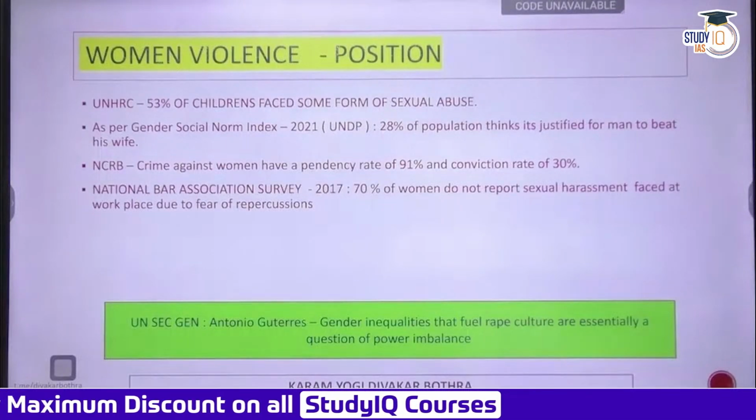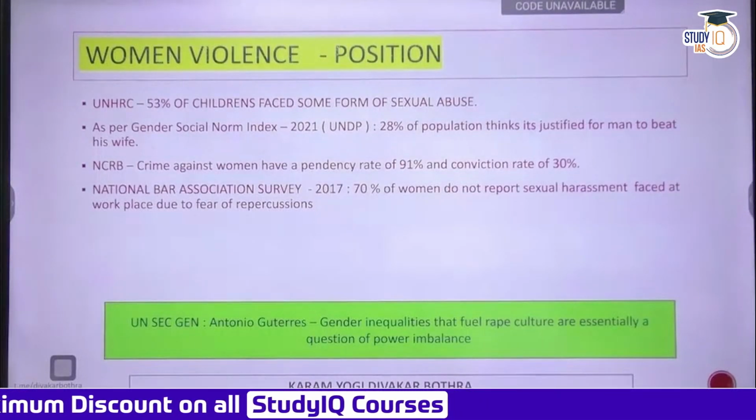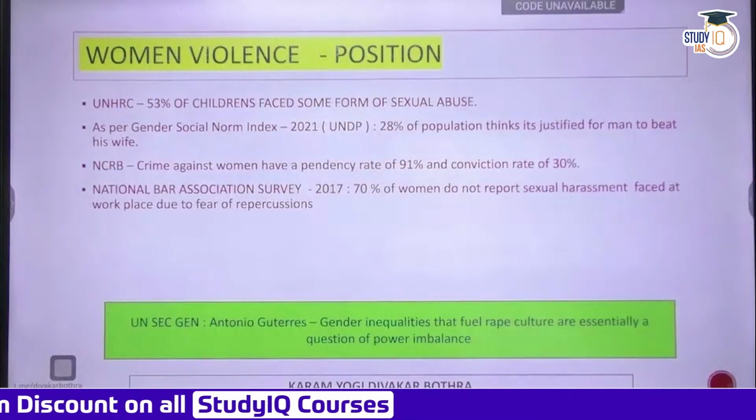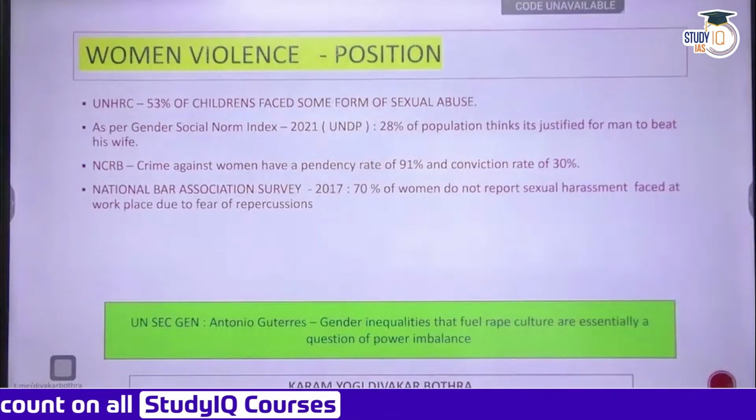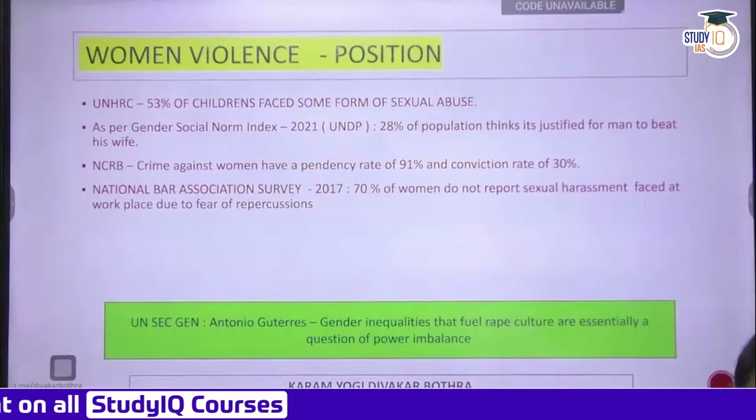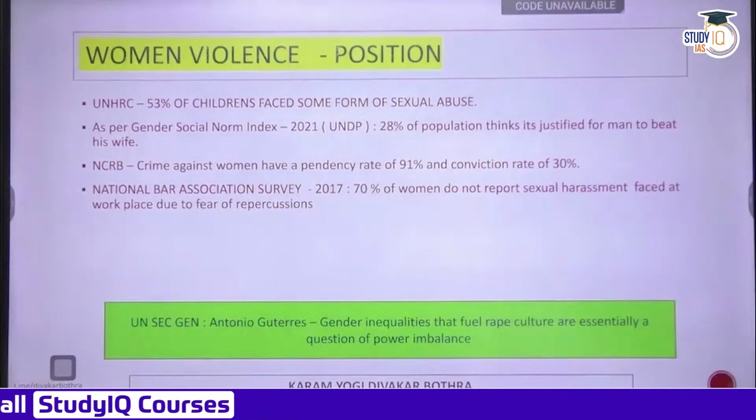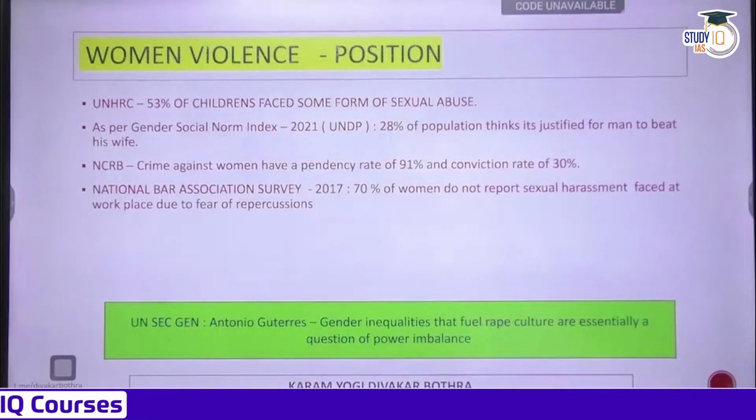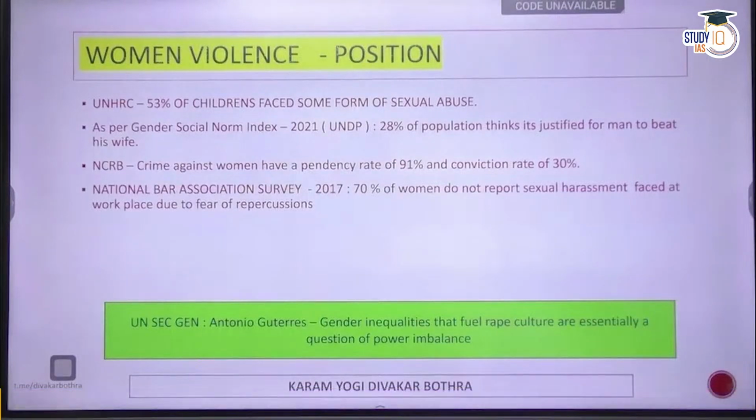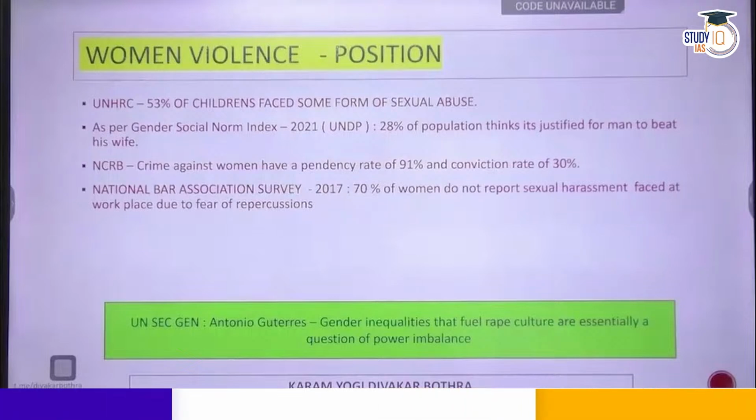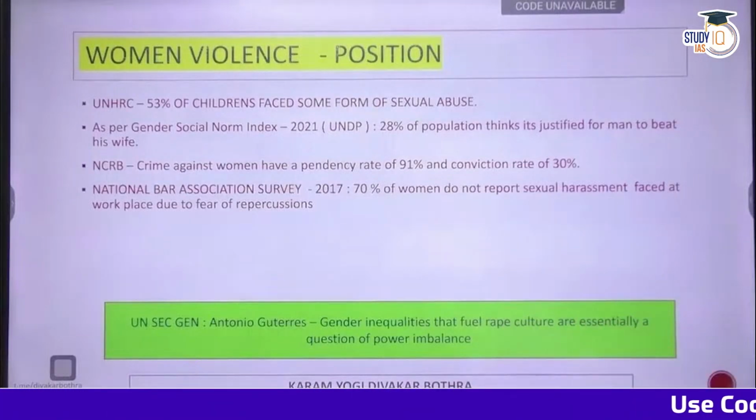According to the National Crime Records Bureau, crime against women has a pendency rate of 91%. Now I hope you see why you would agree with the national policy on women that fast-track courts have to be there. Not only is the pendency high, the conviction rate is absurdly low. Only 30% are convicted. 70% are let off, they are left free.